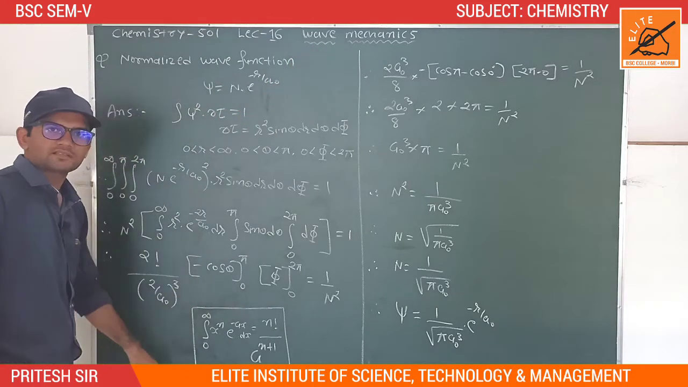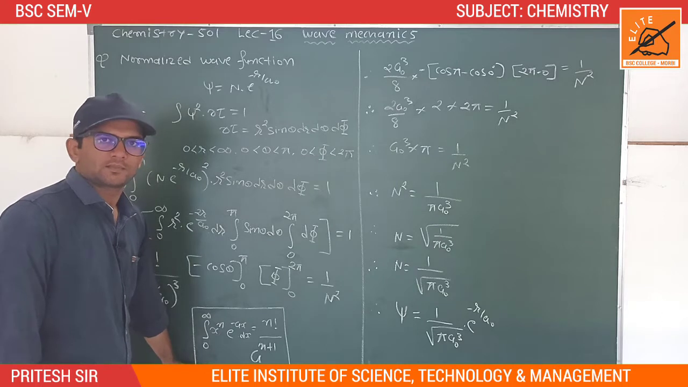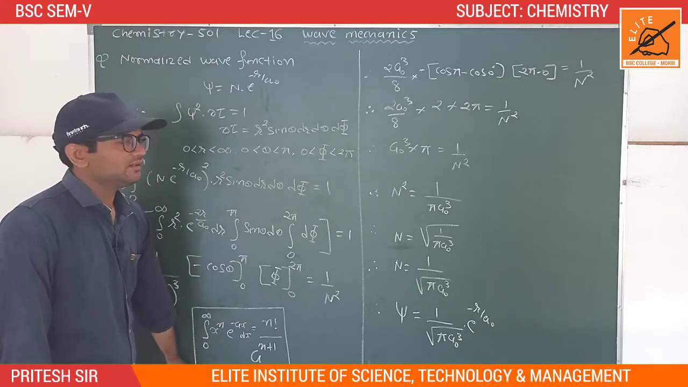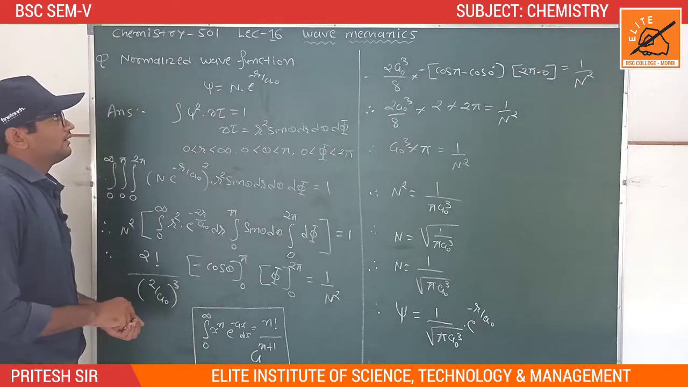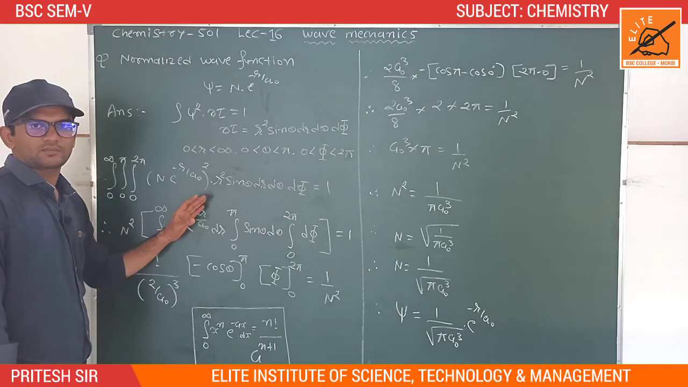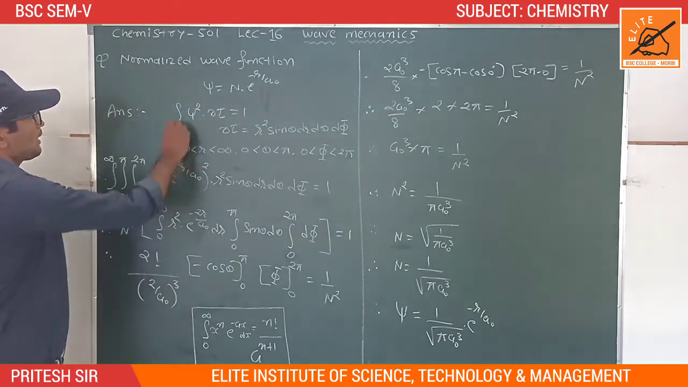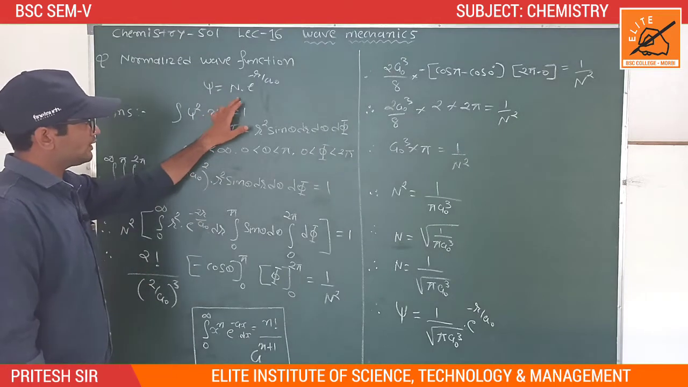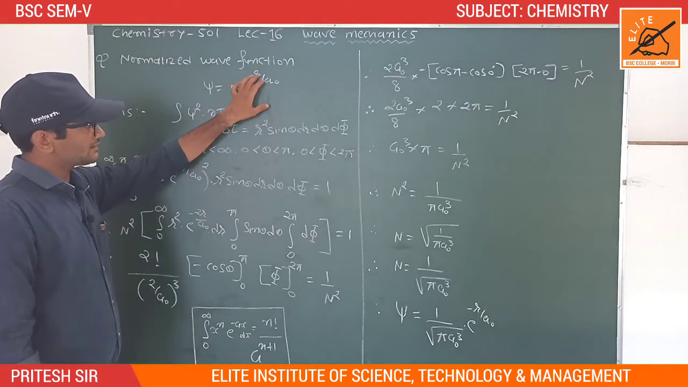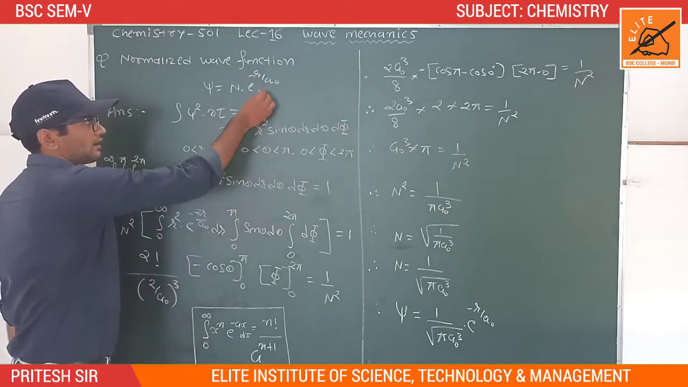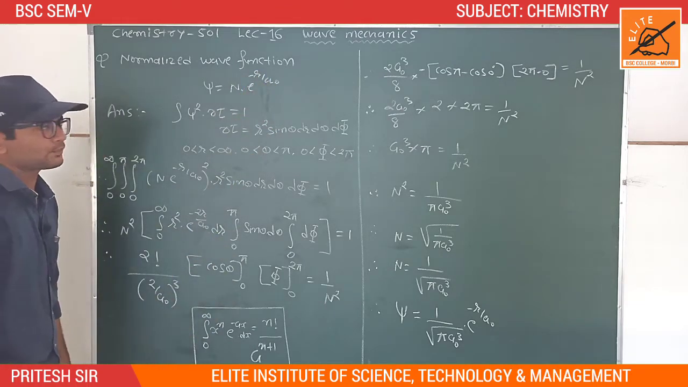Okay, so in our previous lecture we discussed separation of variables in polar coordinates. Today we start numericals which are based on the Schrodinger equation in polar coordinates. The first question is a normalized wave function. The wave function is given as psi equal to N e to the power minus r upon a0. Here the variable is r, so it is related to polar coordinates.